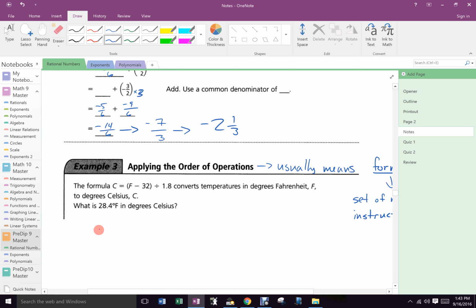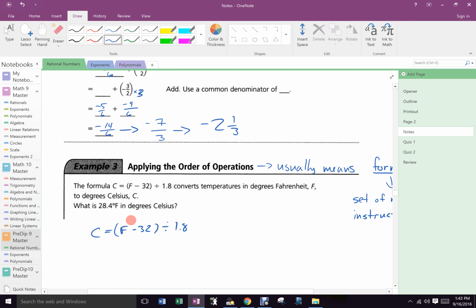So here I have a formula. C equals (F minus 32) divided by 1.8. Now, F is Fahrenheit, C is Celsius. What is 28.4 Fahrenheit in Celsius?